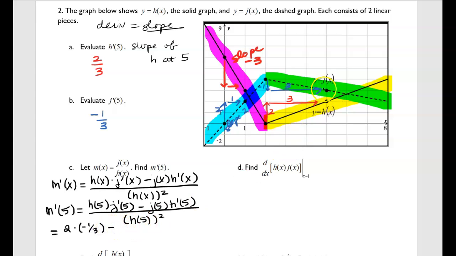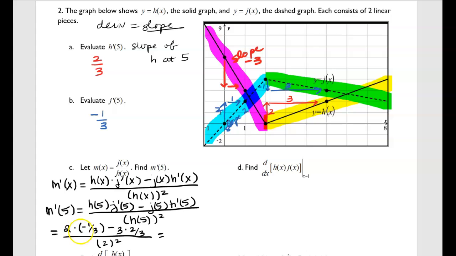Minus j of 5, that's the y value right here, which is 3, times the slope of h at 5, which was 2/3. All over h of 5, which again was just 2 squared.